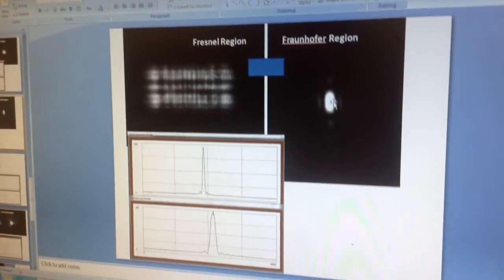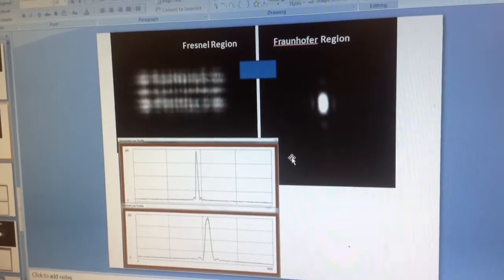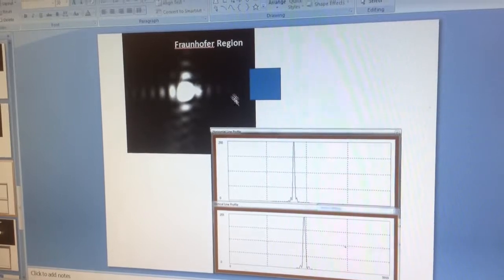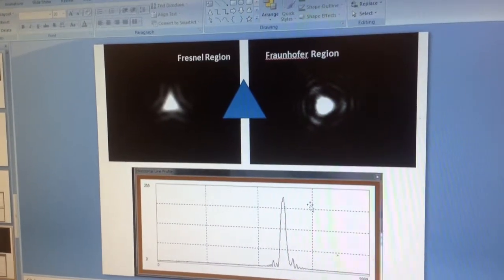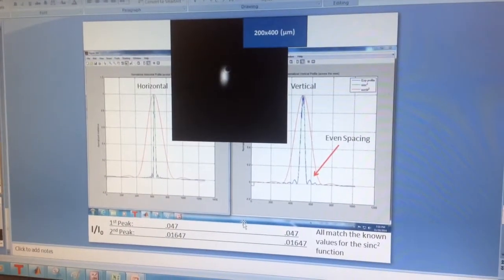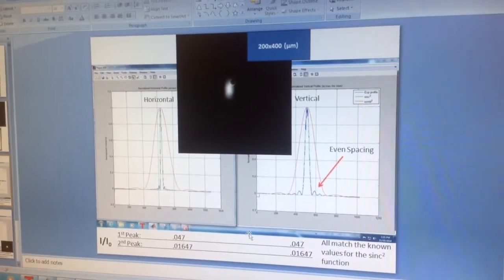This is the Fresnel and Fraunhofer regions of a rectangular aperture, of a square, and of a triangle in the Fresnel and Fraunhofer regions. We looked at the Fraunhofer diffraction of a rectangular aperture in MATLAB.